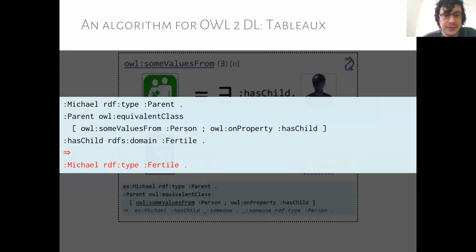Back to our worst example of the course award. So here we have again that Michael is a parent, and a parent is someone who has a child that is a person. Okay, so we're assuming that parents are people in this case, and that has domain fertile. So someone who has a child is fertile, and then we imply that Michael is fertile. Okay, so how does this work? Essentially, we don't get this from rules because we never state that Michael has a child, even though we know it. We know that something exists, we just don't write it down in the rules, because if we start writing down these existentials, it could go to infinity.